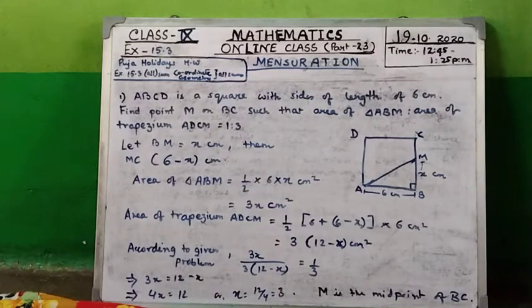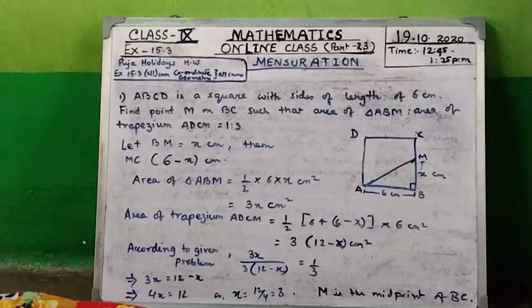area of triangle ABM is equal to half base into height, that is half into 6 into x, that is 3x centimeter square. Area of the trapezium ADCM is equal to half into (6 plus 6 minus x) into 6 centimeter square. That is, if you reduce it, 6 divided by 2 is 3, so 3 into (12 minus x) centimeter square.